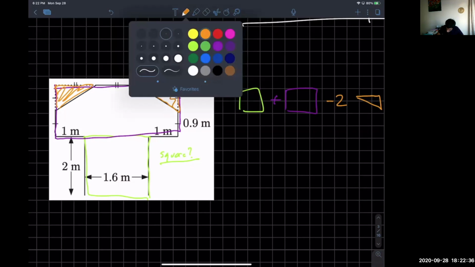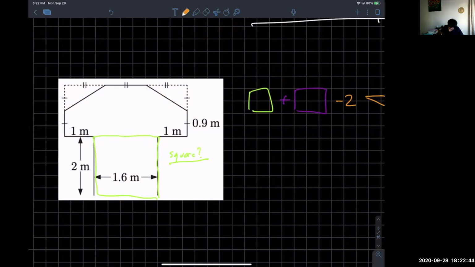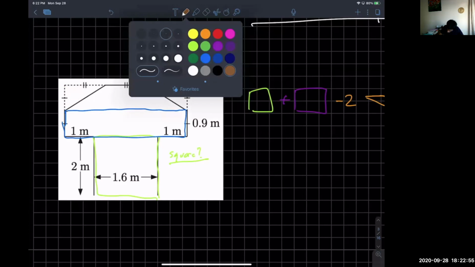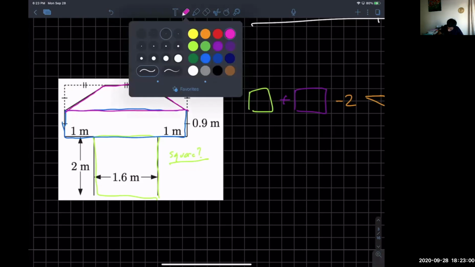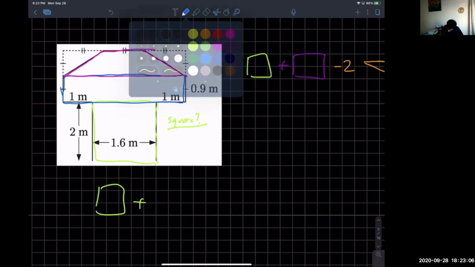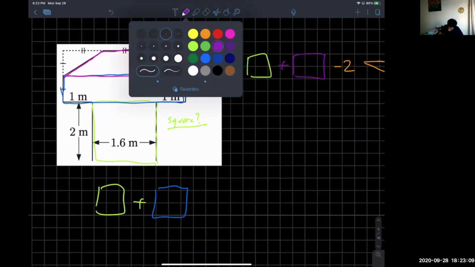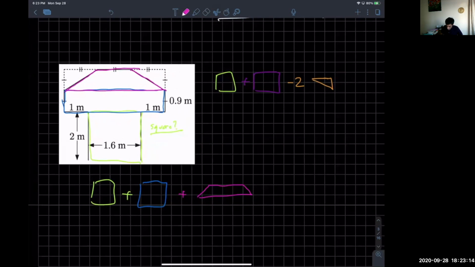Now, this is one way to do this. Another way to do this would be, let's remove this, let's take another shape. This rectangle here plus, let's try brown. No, brown is too light. Pink, plus this trapezium here. Okay, so you have, let's do this down here. Green rectangle plus blue rectangle plus pink trapezium, right?